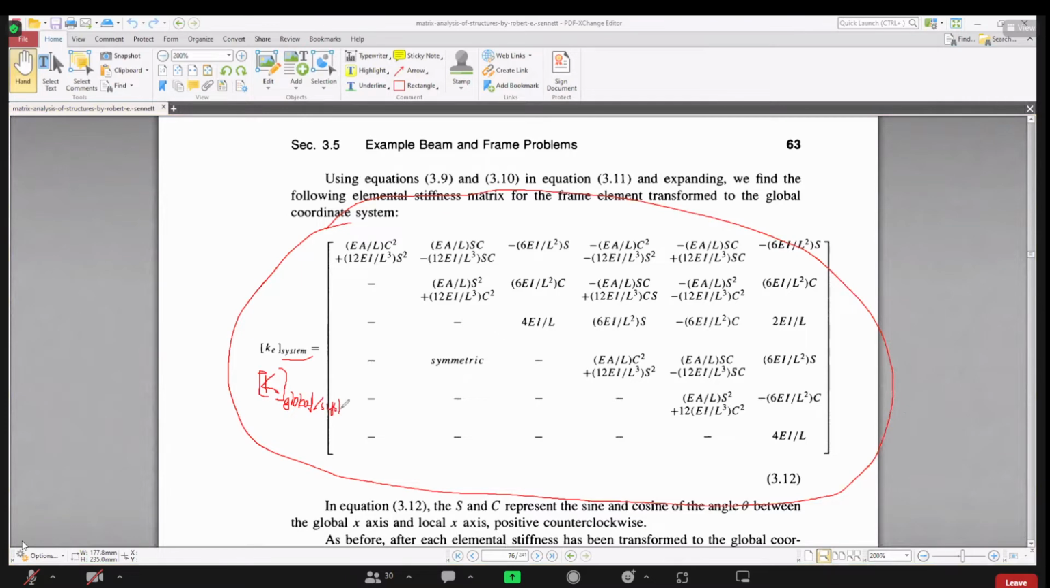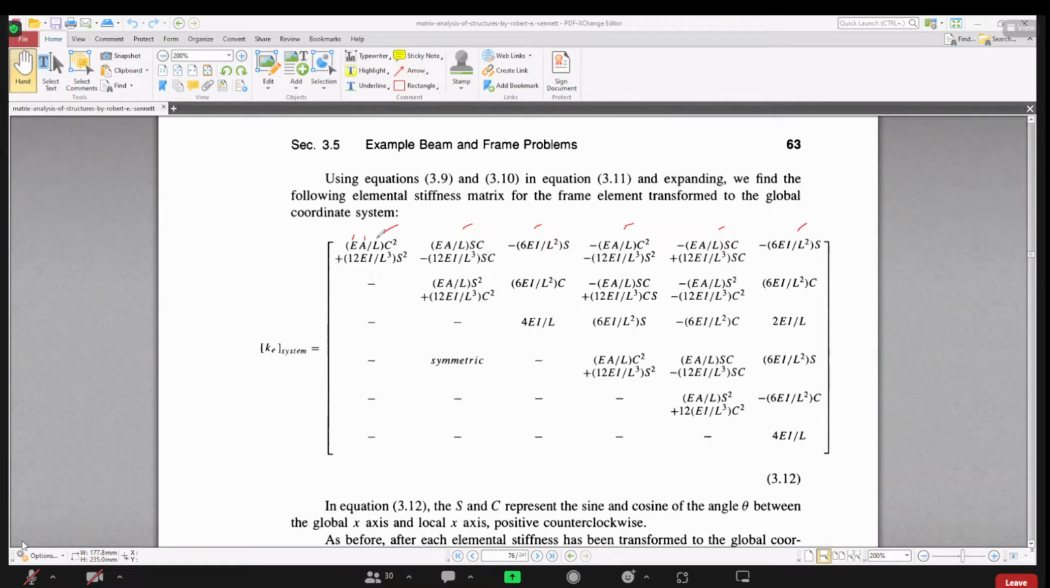Meaning, in terms of the global coordinate system. Okay, so it is still 6 by 6. If we look at it, it is a function of your modulus of elasticity, the area of the member, and the length of the member is also a big factor.